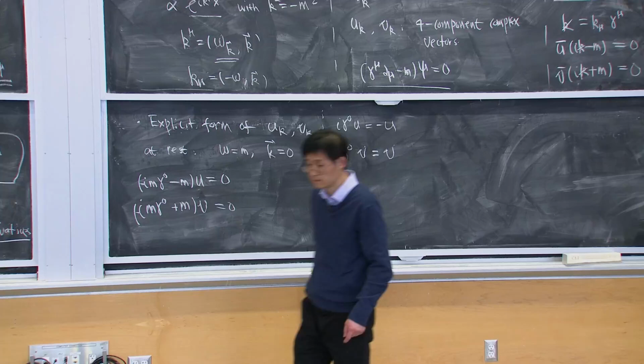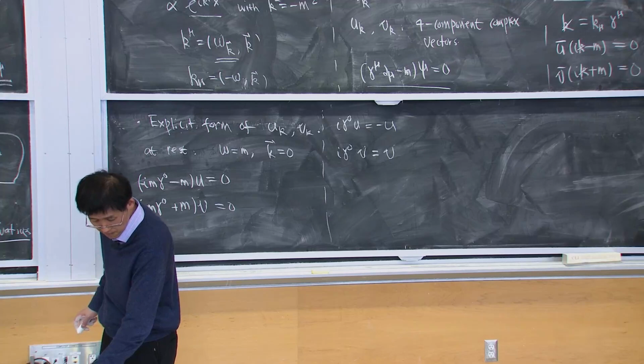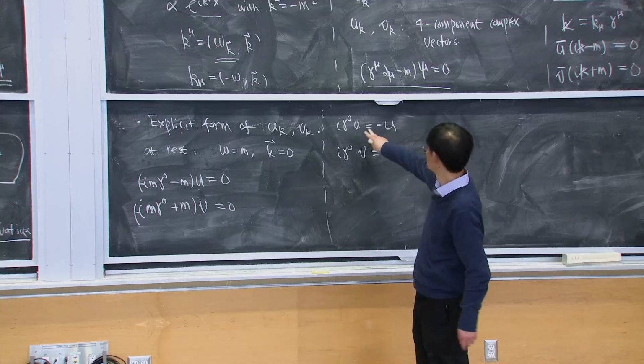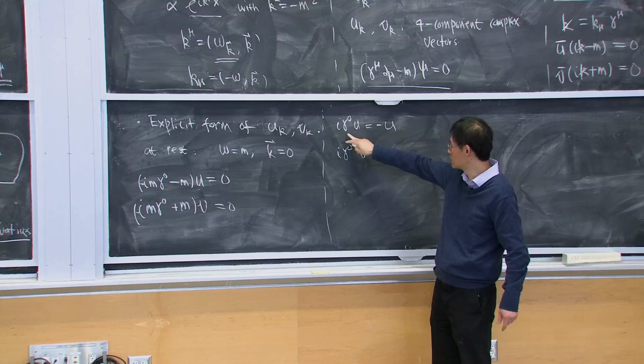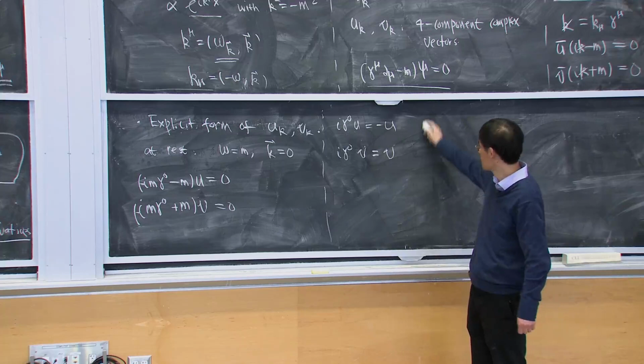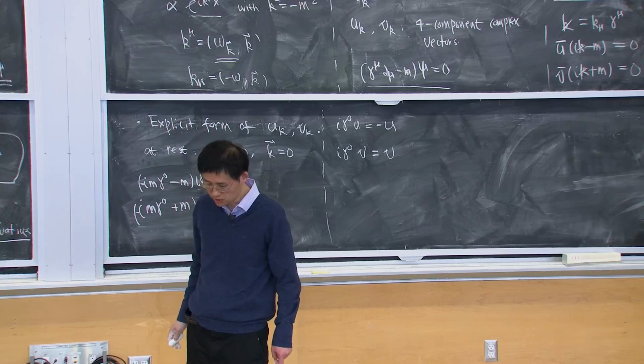So this tells you that U and V are essentially just eigenvectors of gamma zero. And so let's now write them explicitly. Let's use the explicit representation of the gamma matrices. Let me just copy this.